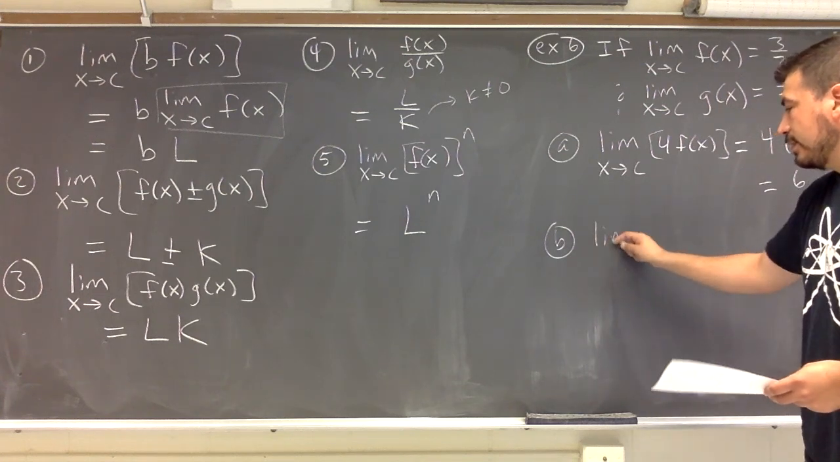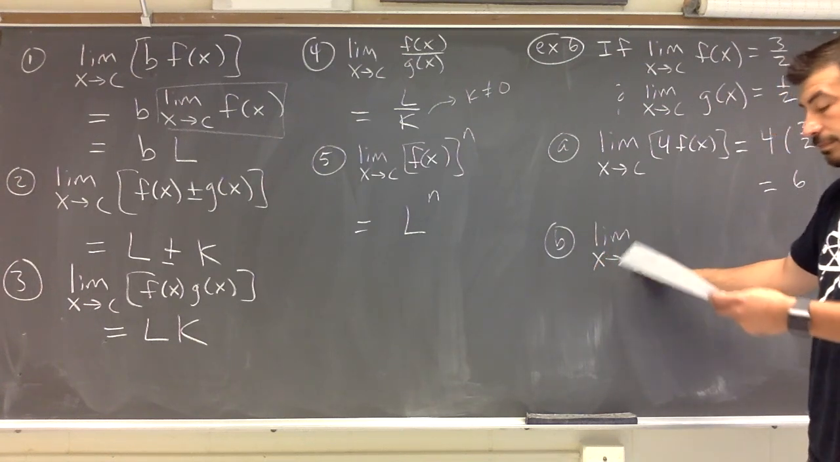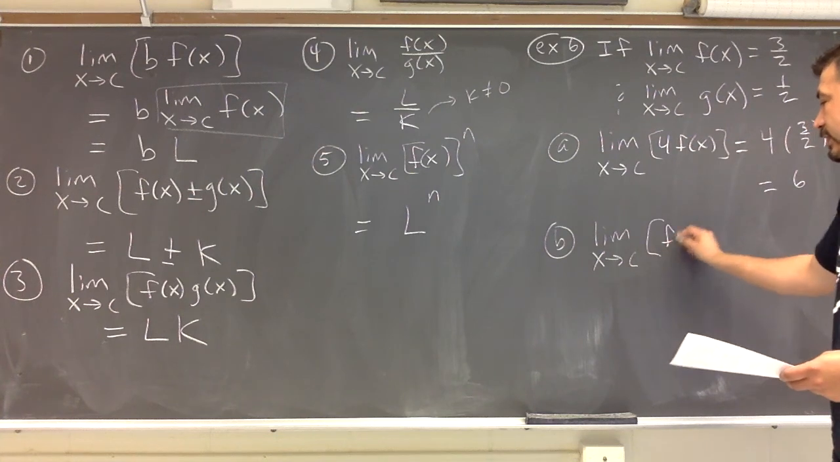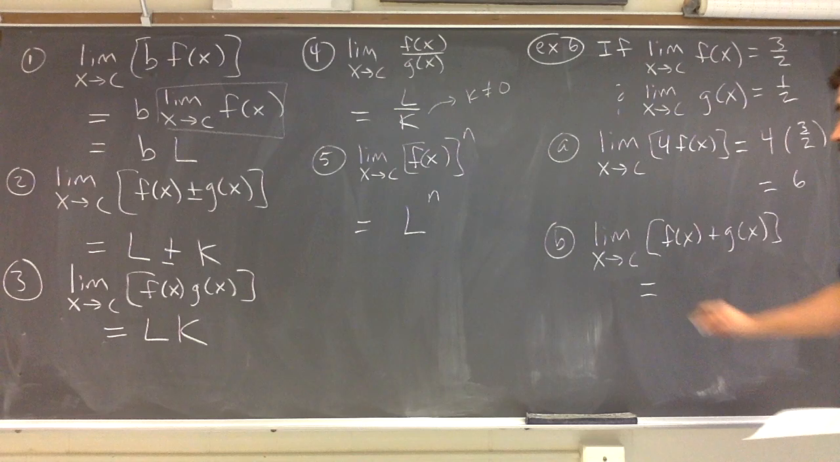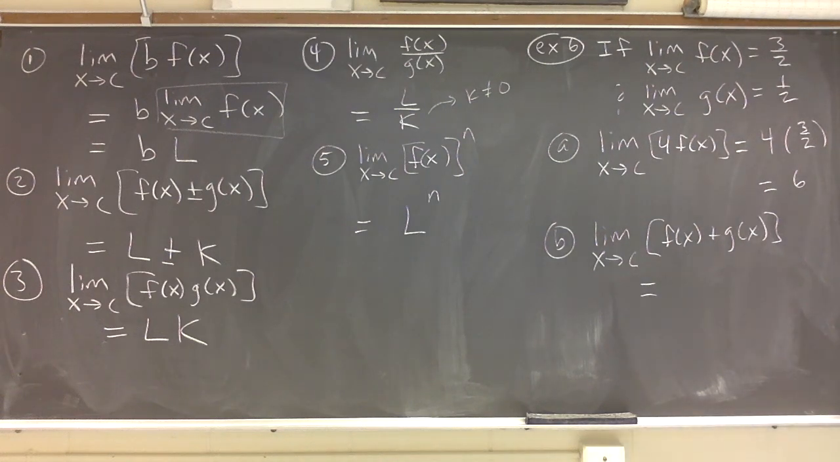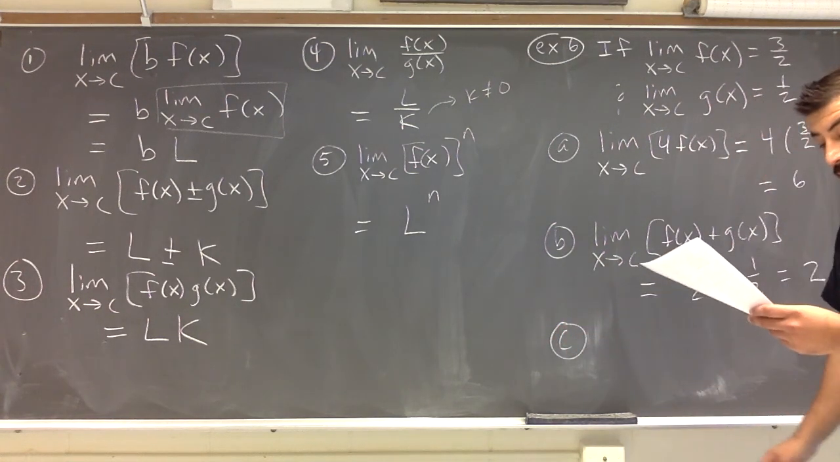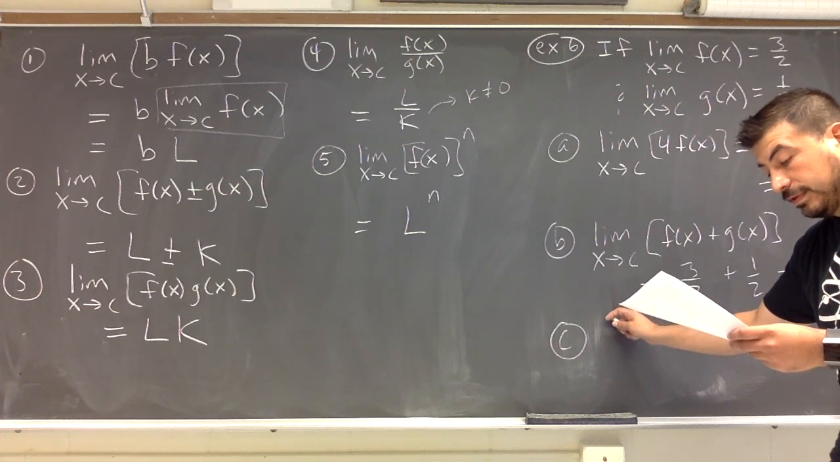Let's say we have the limit as x approaches c of f of x plus g of x. Okay? Well, if we're adding two separate functions, but we know both of their limits, you're just going to add those two limiting values together. So here we get 3/2 plus 1/2, which is 2. Okay? C.